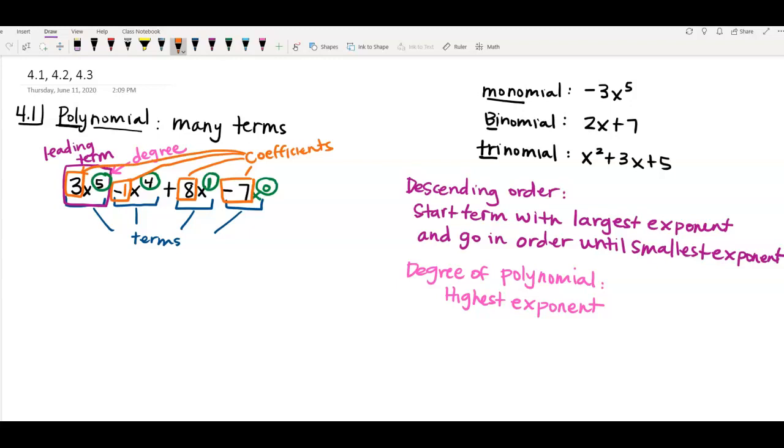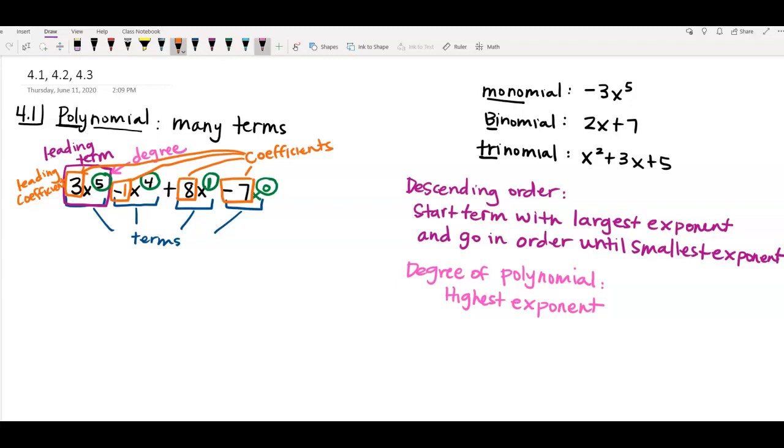But this first one here, this 3, is called the leading coefficient, because this term has the highest degree. That tells us it's the leading term, and so it's also going to tell us that this is the leading coefficient. I'll be using that word, so I just want to make sure you know what I mean when I'm saying leading coefficient.